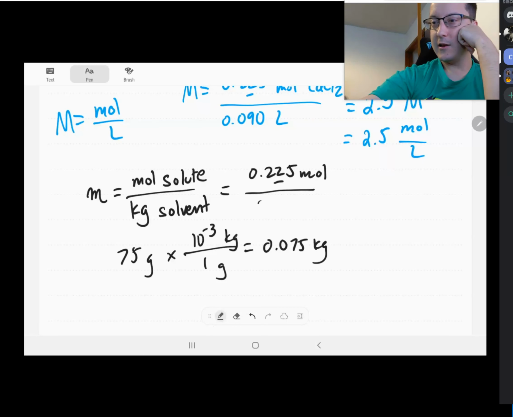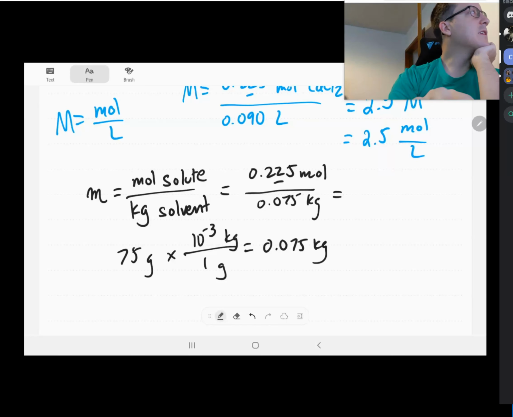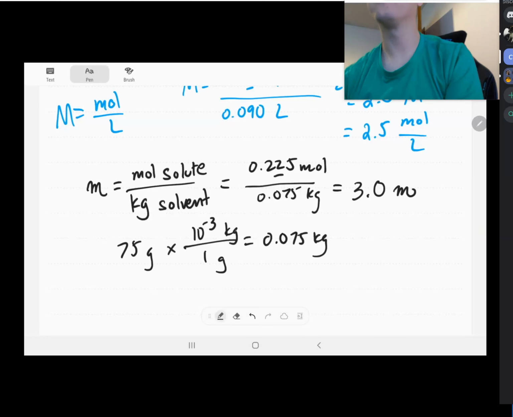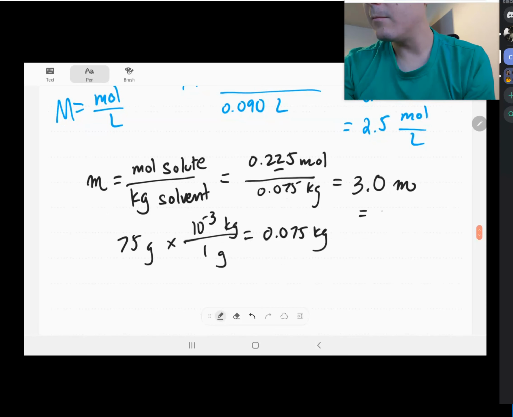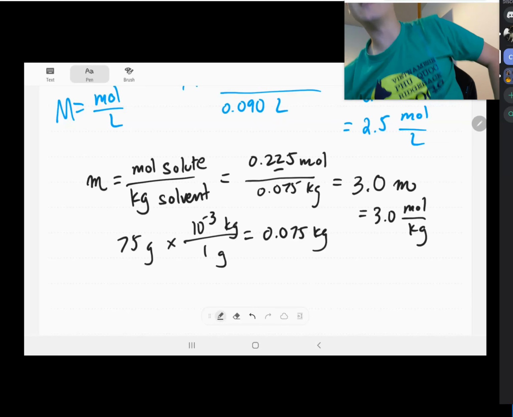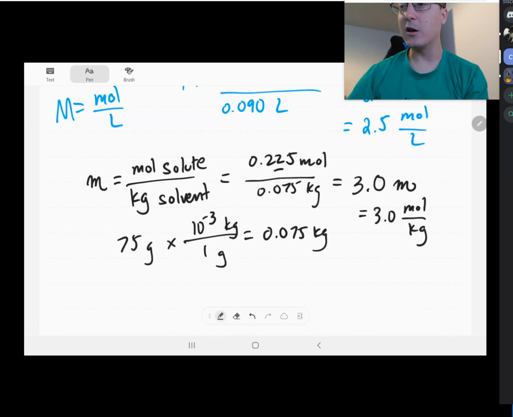So if we go ahead and do that, let's see what this is going to be. 0.225 divided by 0.075. Oh, wow, 3. We have squiggly m as our unit, or we can say 3.0 moles per kilogram. Same thing. You can use either unit. They are equivalent to each other.